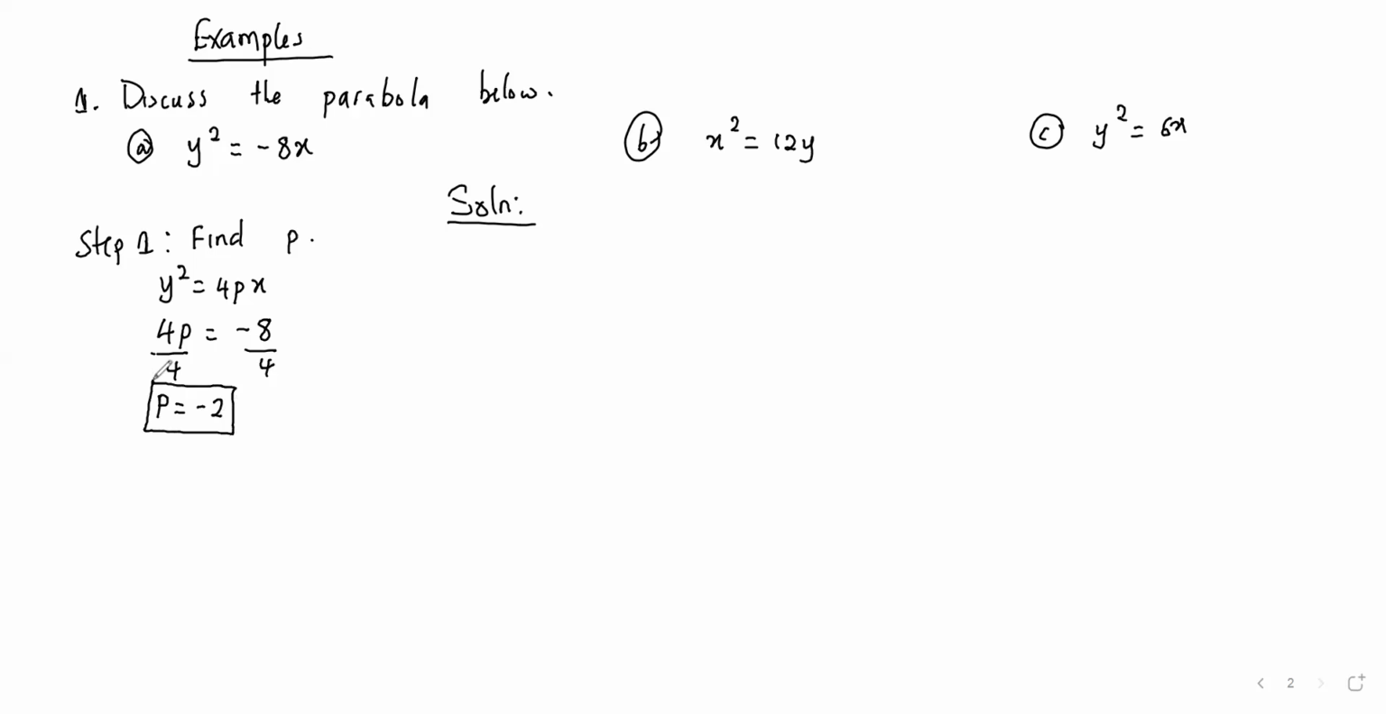Okay? This immediately tells us that the focus is at negative 2, 0. Okay? Since y is squared, it's on the x-axis. And then the directrix is going to be x is equal to positive 2. So we get the opposite of that negative 2 on the focus. And then we can now sketch.